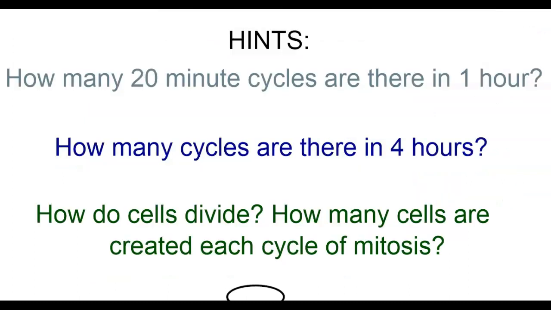Well, here's a hint. First thing you're going to have to figure out is how many minutes in an hour. Then you're going to have to figure out how many hours we're talking about. Hey, it's 4 hours. So how many 20-minute cycles are there? Think about it.